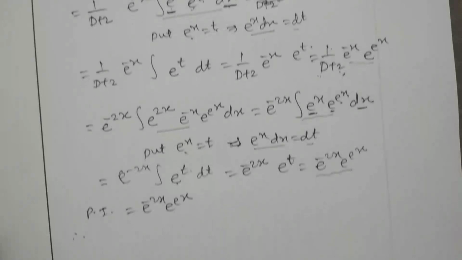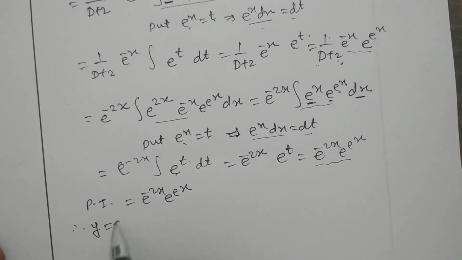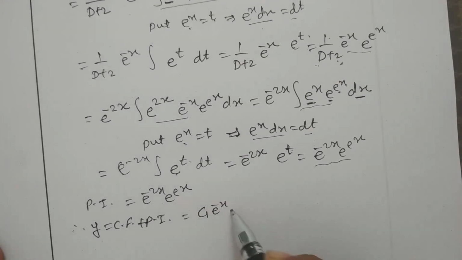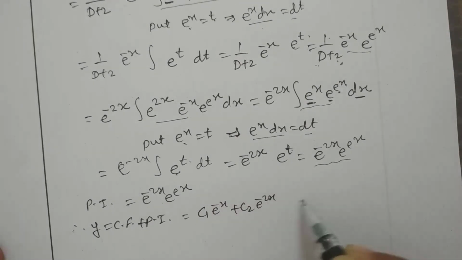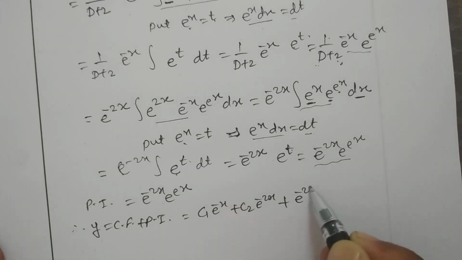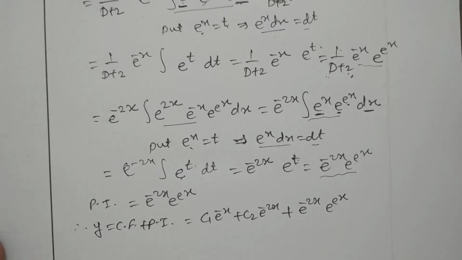Therefore, the general solution y is equal to CF plus PI. The value of CF is c1 e raised to minus x plus c2 e raised to minus 2x, plus PI is e raised to minus 2x into e raised to x. Next example.